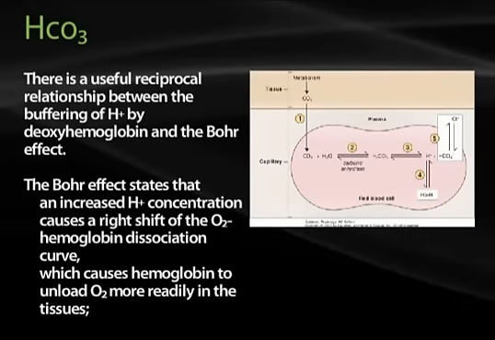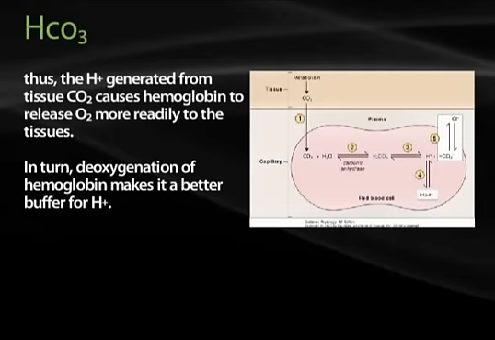This useful reciprocal relationship between the buffering of hydrogen ions and deoxyhemoglobin is a further extension of the Bohr effect that we discussed. It states that an increasing hydrogen ion concentration causes a right shift in the oxygen-hemoglobin dissociation curve, causing hemoglobin to unload its oxygen more readily to the tissues, conveniently allowing it to carry more hydrogen ions. So the hydrogen ions generated from the tissue CO2 cause the hemoglobin to release oxygen, and the deoxyhemoglobin that's released its oxygen can be a better buffer for the hydrogen ions.